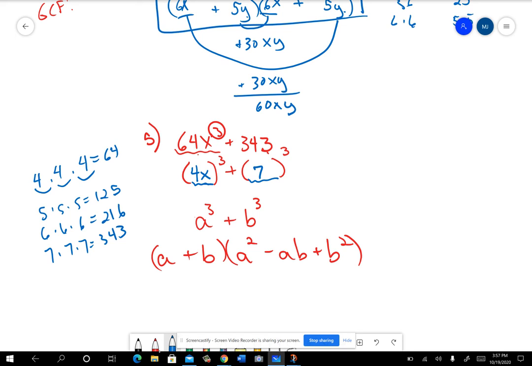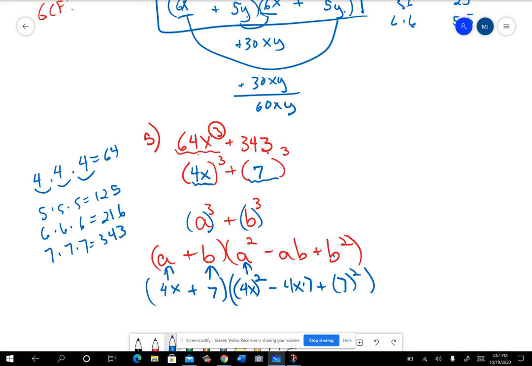All right, now see what you're going to do now? This formula says whatever's in the first spot, that's your A. Whatever got cubed in the second spot, that's your B. So that means A is 4x, B is 7. A is 4x, and it gets squared there. A is 4x, and B is 7. B is 7, and it gets squared, okay?